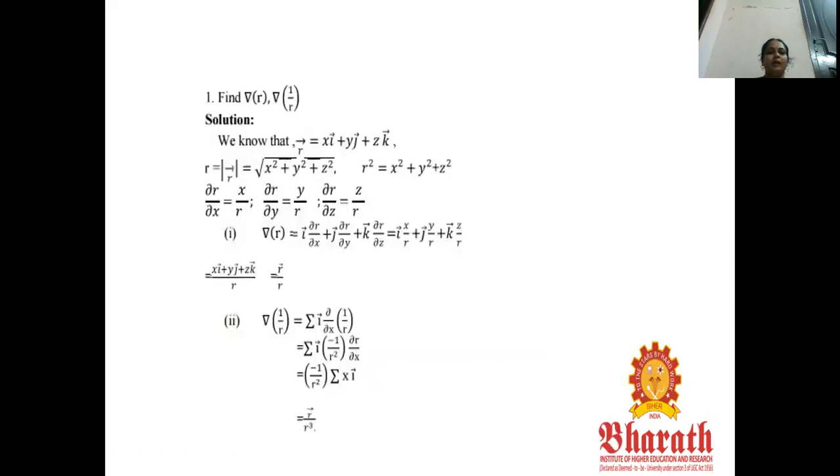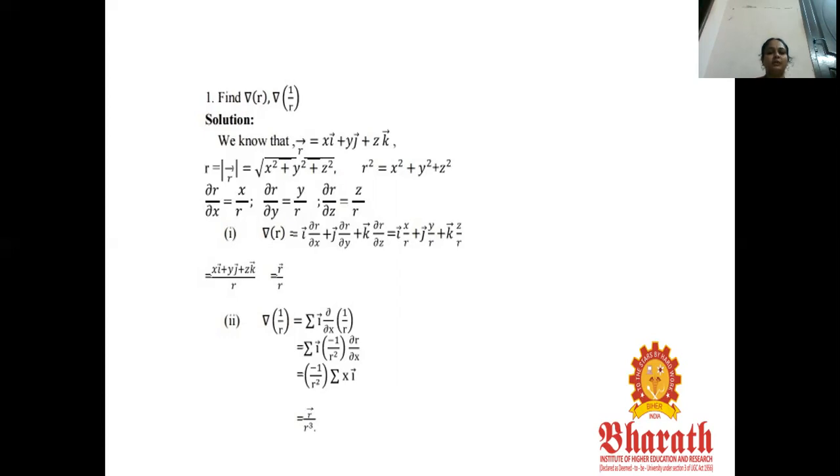Next, find del of r and del of 1 by r. Solution: r vector, another name for the position vector, equals x i vector plus y j vector plus z k vector. Then the modulus of r vector is equal to root of x squared plus y squared plus z squared. Squaring on both sides, we get r squared equals x squared plus y squared plus z squared.